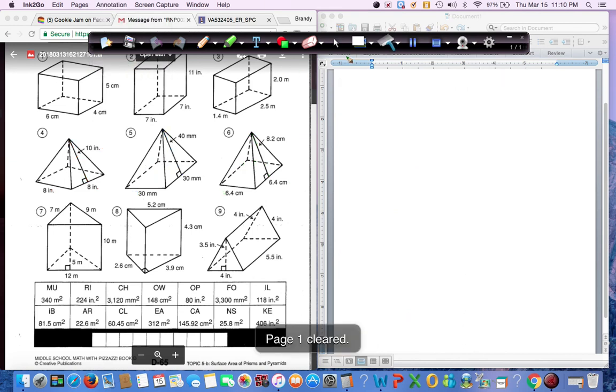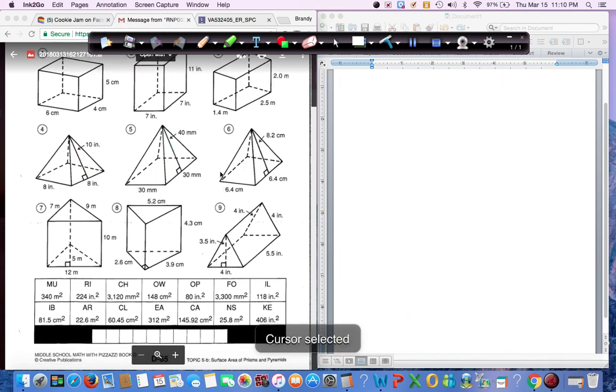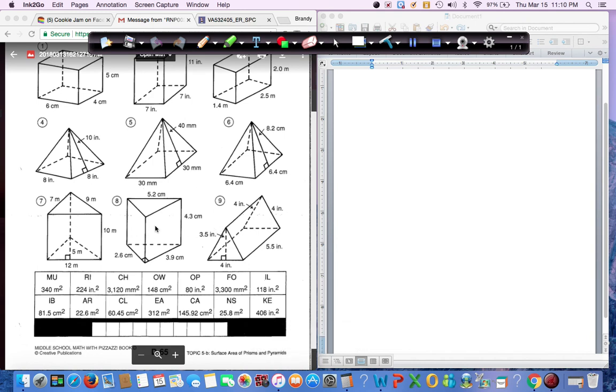Okay, so here we go. We're working with 7, 8, and 9, and these are all triangular prisms. You guys see the difference between the pyramid, which comes to a point, and the triangular prisms, which have rectangles all the way around them. So there's no one point, there's multiple, what they call vertices, multiple points.